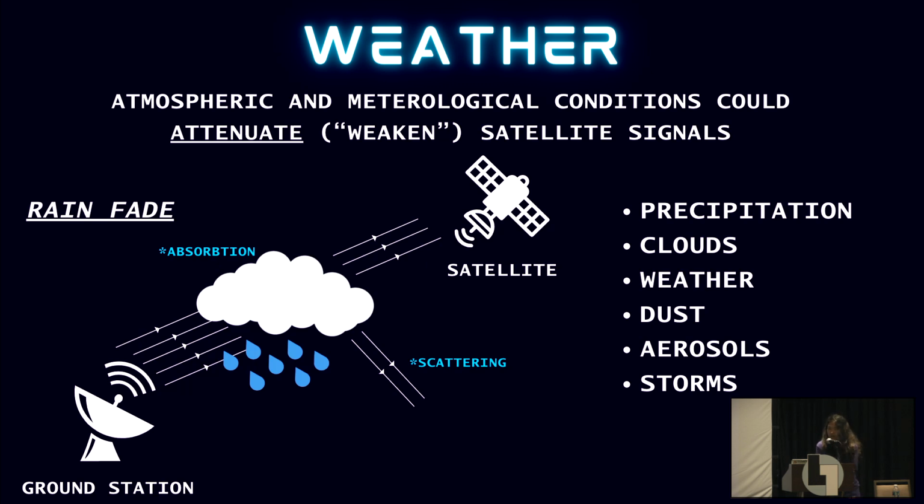As for weather, there are specific atmospheric and meteorological conditions that could attenuate, meaning weaken, a satellite signal. One of the most catastrophic events that could happen is an effect called rain fade, where you have a cloud with lots of condensed water droplets embedded inside of it that could cause scattering internally within the cloud itself, which causes errors within the data that's being transmitted, or no reception at all. Other atmospheric conditions that could attenuate satellite signals include any other precipitation, dust, aerosols in the environment, as well as storms.